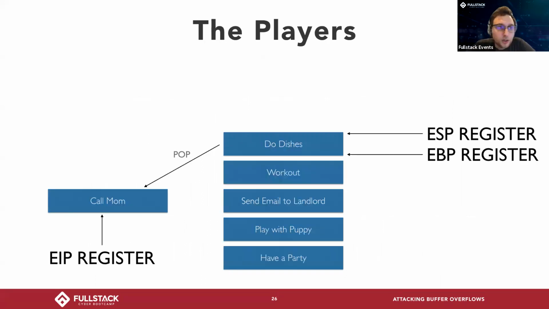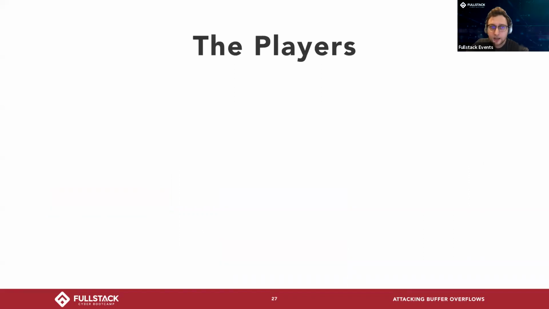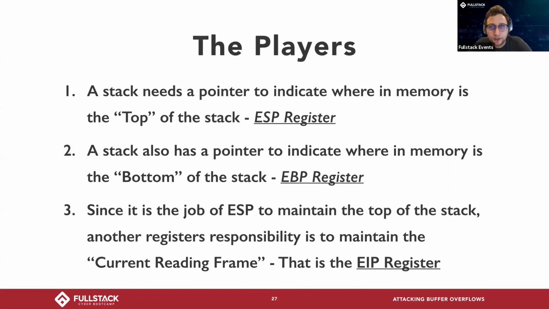So in other words, if we were to look at this, EIP might be working on the segment of memory that contains all of the information about calling mom. And when we're done calling mom, EIP is going to be like, what's up next, ESP? And ESP will say, it's time to do dishes, which you can find at memory address blah, blah, blah. Great. And now that will be handed off to EIP to go and do dishes. Make sense? Now that we have this process, we are ready to go.